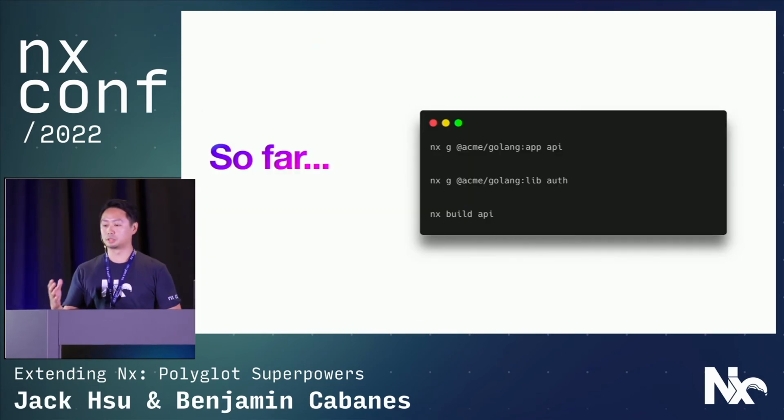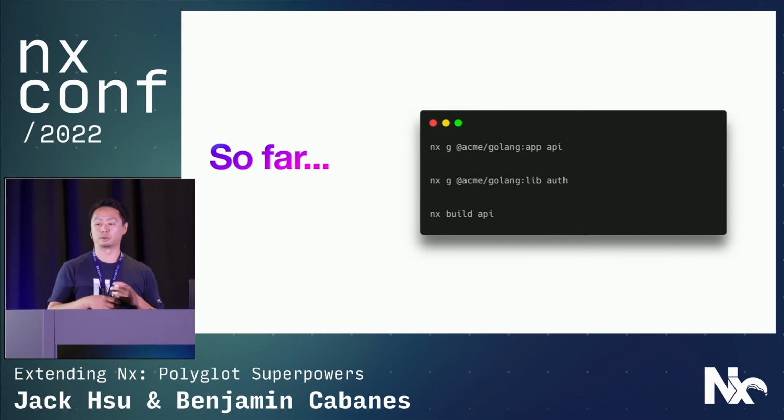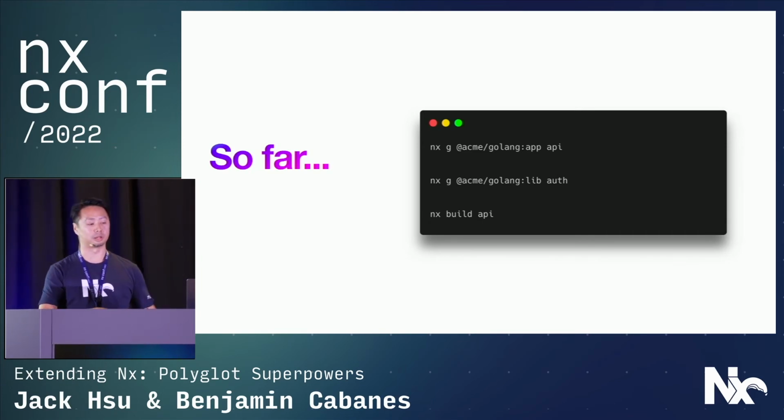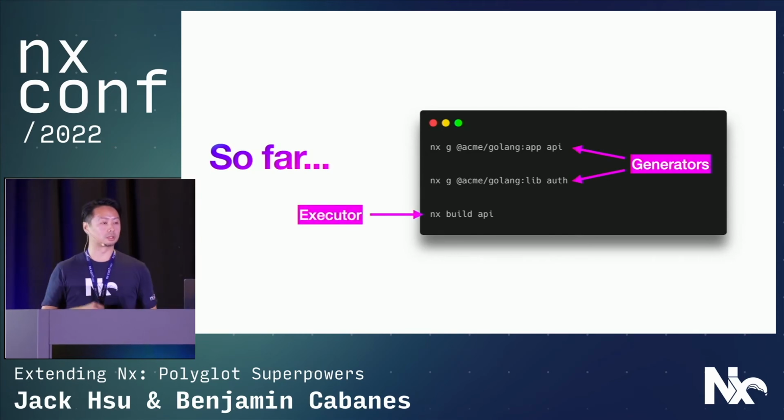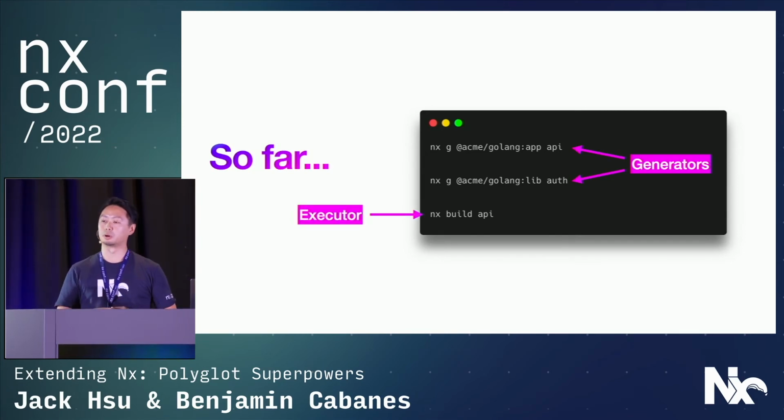So let's recap. So far, we have our two generators, one for API, one for auth. And you can imagine at this point, I have imported my authentication library into my app. So those are the generators. And then we also have our executor to build the Go program.